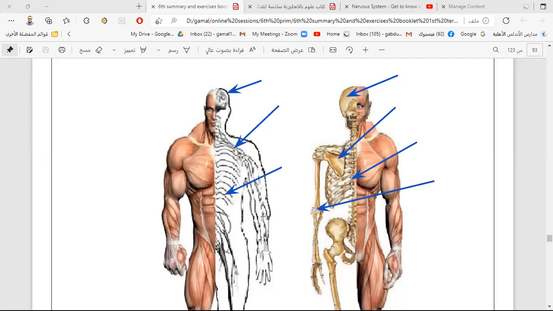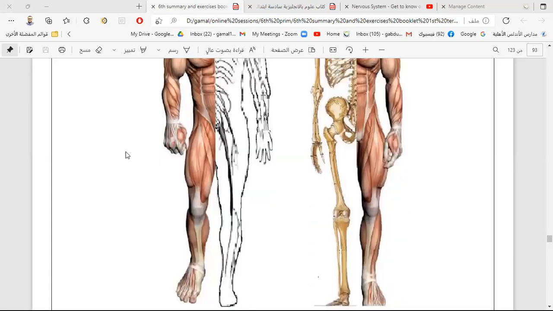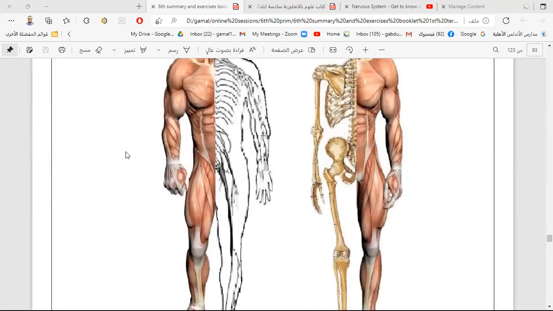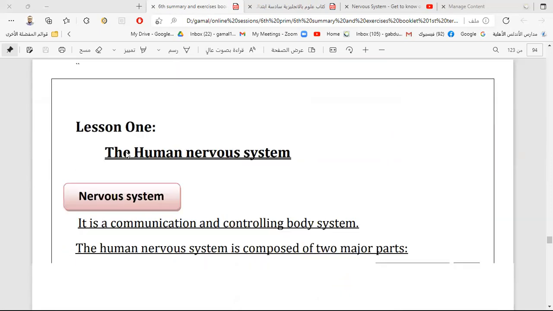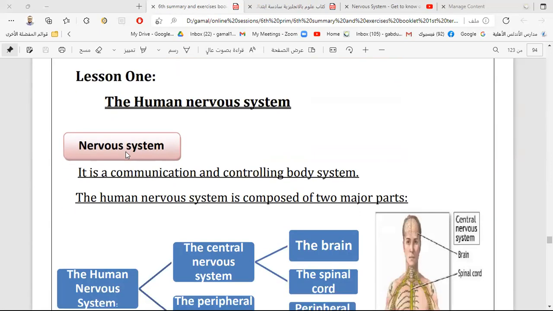Our body is made of many systems that work together like a big factory. Your body is like a big factory that has many machines, and the machines are like the systems. One of the important systems is the nervous system.